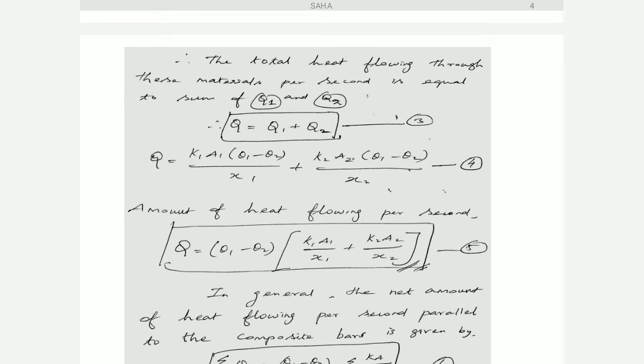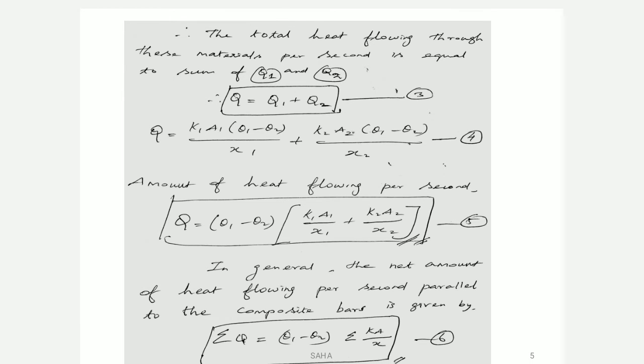In equation number 4, on the right side the term (theta 1 minus theta 2) is common. We can take it outside, then we get equation number 5: Q is equal to (theta 1 minus theta 2) into (K1 A1 by x1 plus K2 A2 by x2). In general, the net amount of heat flowing per second parallel to the composite bar is given by Q equal to (theta 1 minus theta 2) times the summation of KA by x.